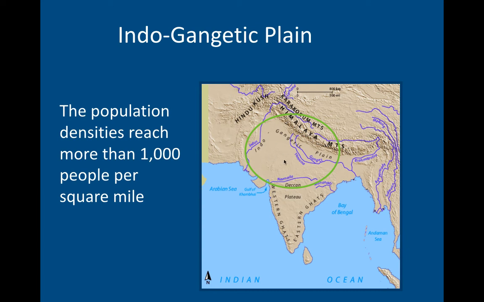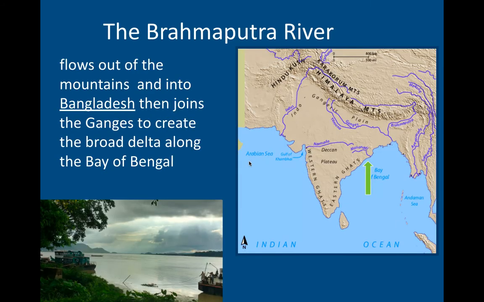This is where the majority of the population of India lives, inside this circle. There are 1,000 people per square mile in some of these regions inside the circle. So a lot of people are going to live where there's good flooding and fertile soil, right here in this area. And then the last river here is the Brahmaputra, and that's going through Bangladesh.